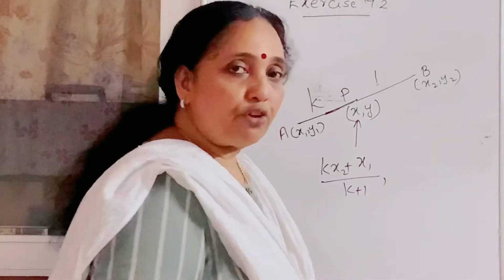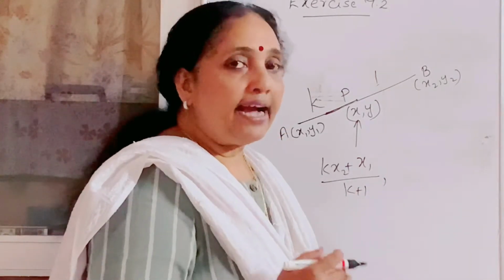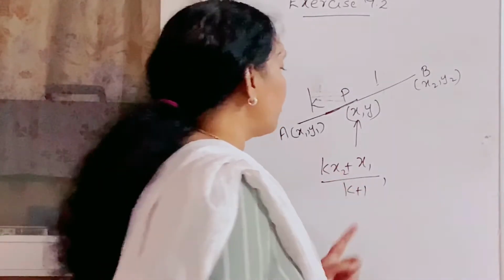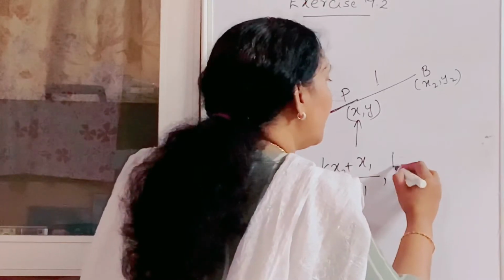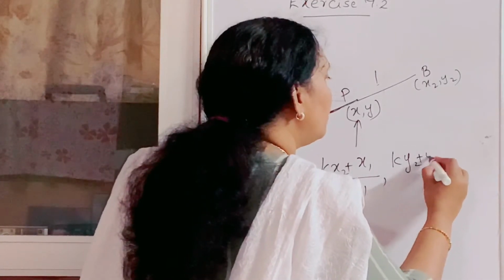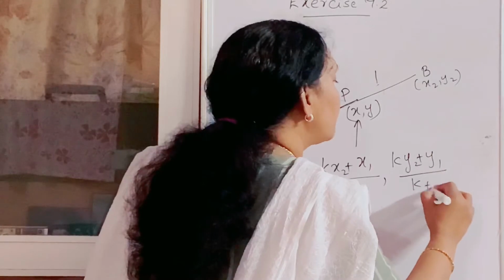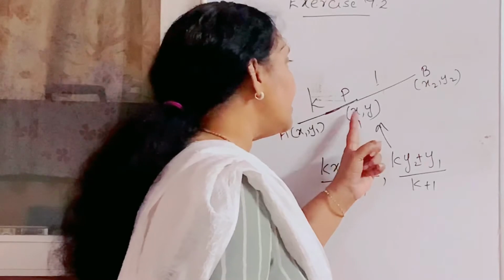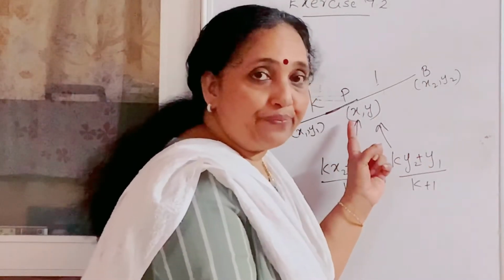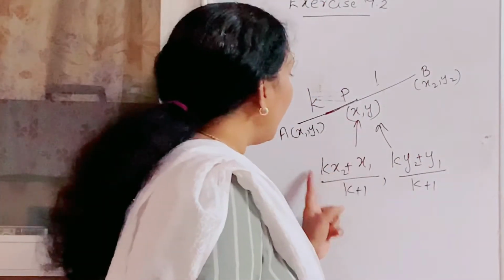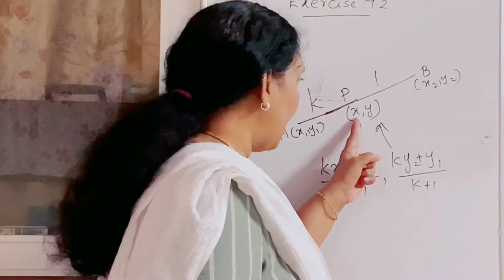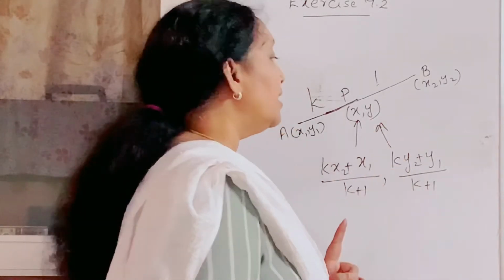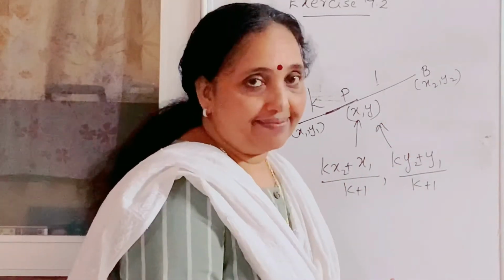The same section formula we are using. Instead of M1 and M2, we are using K is to 1. Kx2 plus x1 by K plus 1, that is the X coordinate. And the Y coordinate is Ky2 plus y1 by K plus 1. These values will be given to you. Then equate this to the X coordinate and equate this to the ordinate, then you will get the value of K.